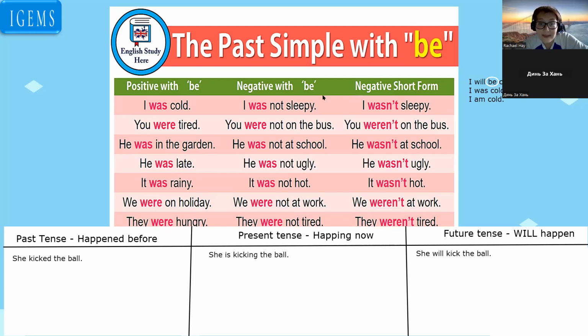Okay. And then negative with be is when you add the word not. So negative means no, I'm not cold, I'm not sleepy, I'm not tired, I'm not on the school bus. But positive means yes, you are. So positive means yes, I am tired, yes, I am sleepy, or yes, I am on the school bus. Okay. Do you understand how this works? Yes. Okay, good.